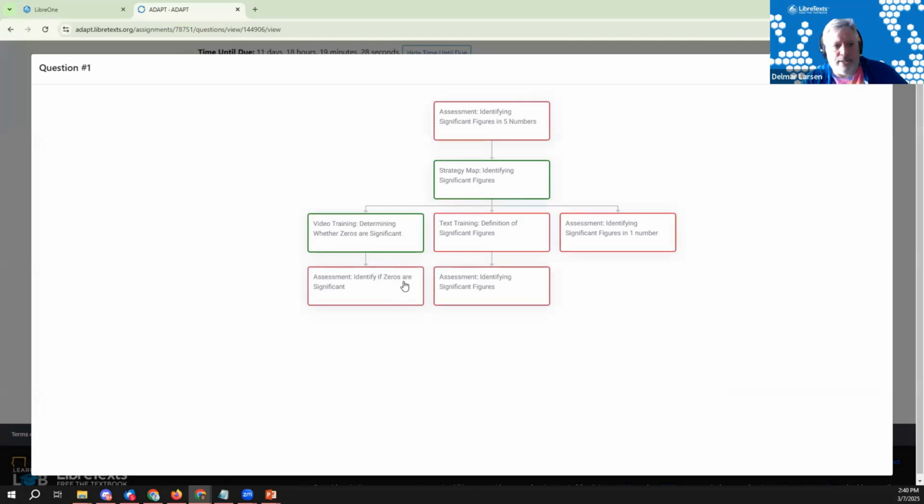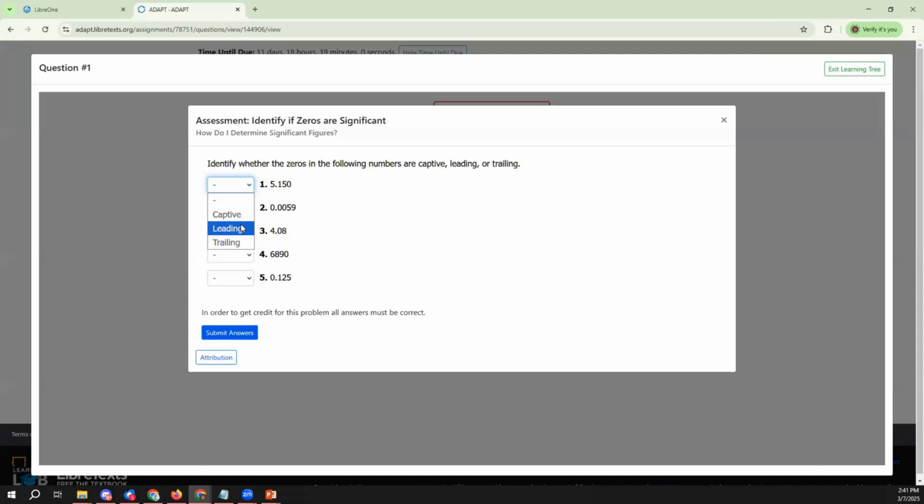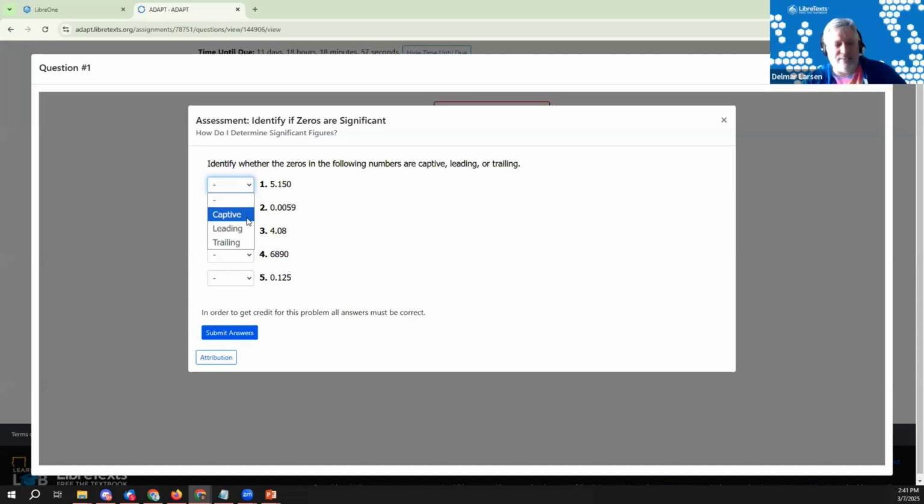So now I come in here and I have to assess that specific task, which is identifying if zeros are significant. So this right here is technically captive, leading, or trailing. I'm not entirely sure I know what captive means in this context, to be honest. Between significant numbers or figures. Oh, is that what it is? Oh, is that how you do it? Okay. I hate significant digits anyways. I like errors and propagation of errors to describe these things.